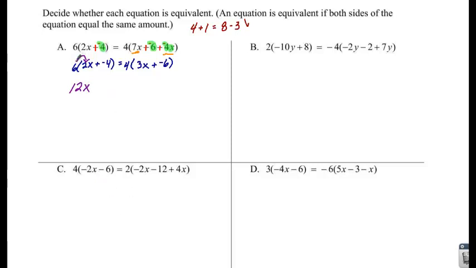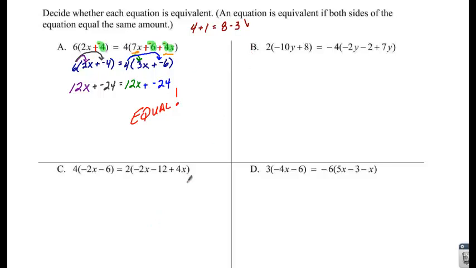We have 6 times negative 4. That's plus negative 24. We have 4 times 3x. That's 12x. We have 4 times negative 6. 4 times negative 6 is negative 24. 12x plus negative 24 equals 12x plus negative 24. Equal. All right.